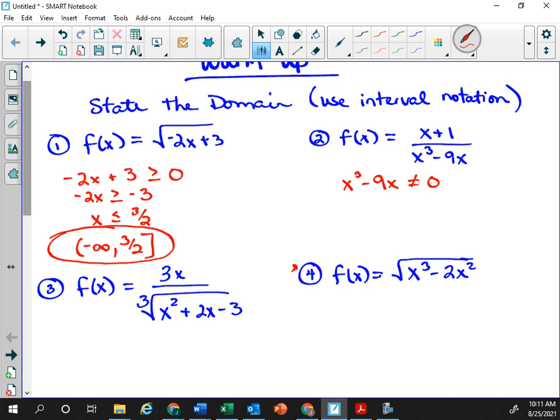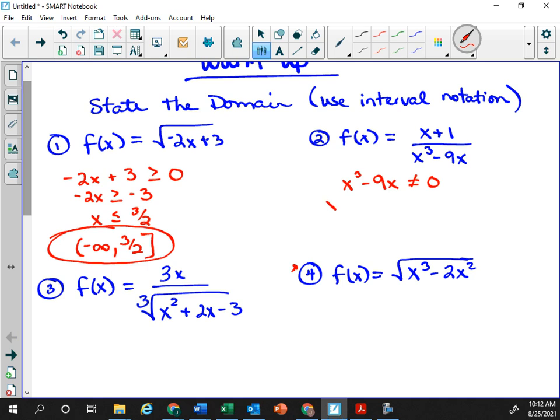All right, guys. So then the second one here, this is a fraction. This is the other thing you have to worry about. The only 2 things you have to worry about are even roots and denominators of fractions. So we don't really care what's in the numerator because there's not a radical up there. So all we worry about is the denominator cannot equal 0. So then I just solve this.